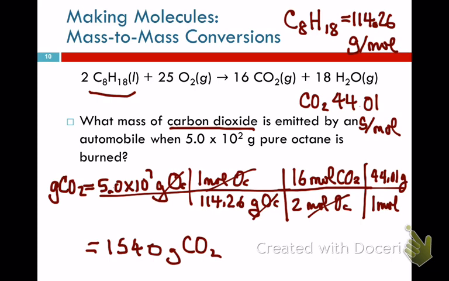Yeah? So you multiply the 500 by 114. Then, whatever you got, times 16 divided by 2 times 44.01. So if you want to do it really fast, in your calculators you should just be able to type this, divide by that, times that, divide by that, times that, and you should get that answer. A calculator keeps track of the order of operations for you.